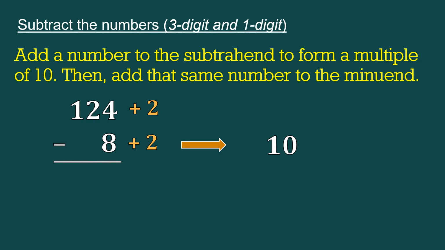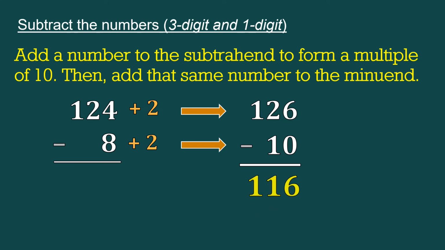124 plus 2 makes 126. Then, subtract the newly formed minuend and subtrahend. 126 minus 10 is equal to 116. So, 124 minus 8 is equal to 116.